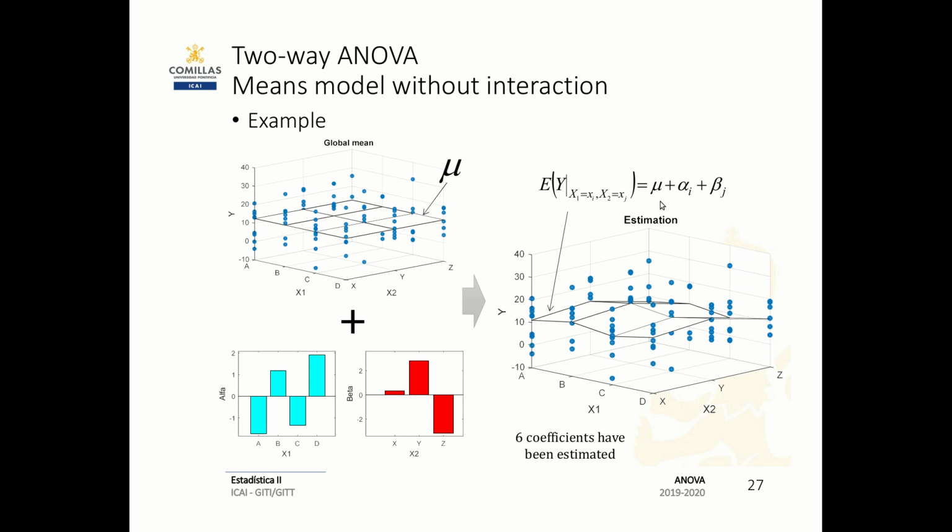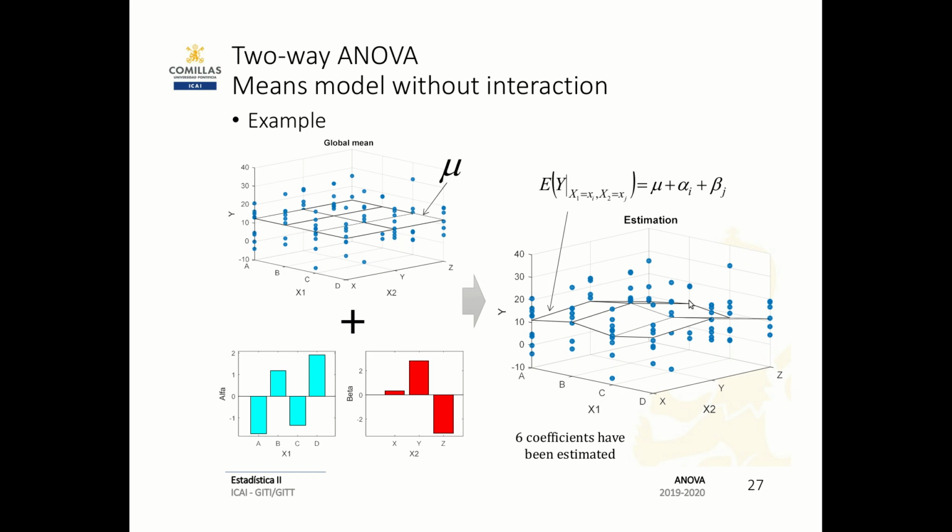So at the end, this model of mu plus alpha i plus beta j, what allows us is to deform this constant plane into something that adapts better to the observations.